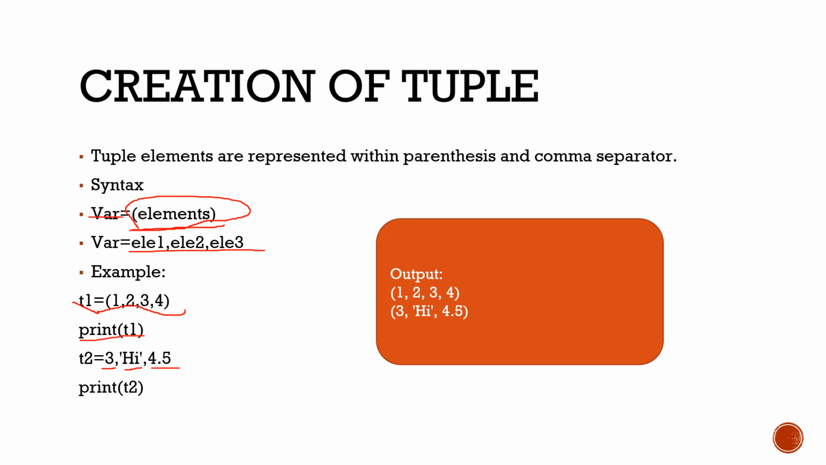So the output for this one is the parentheses, and in that the numbers 1 2 3 4. But look here, for t2 I forgot to give parentheses, but Python by default stores multiple values in a tuple only, so it displays the output like this. Getting it?